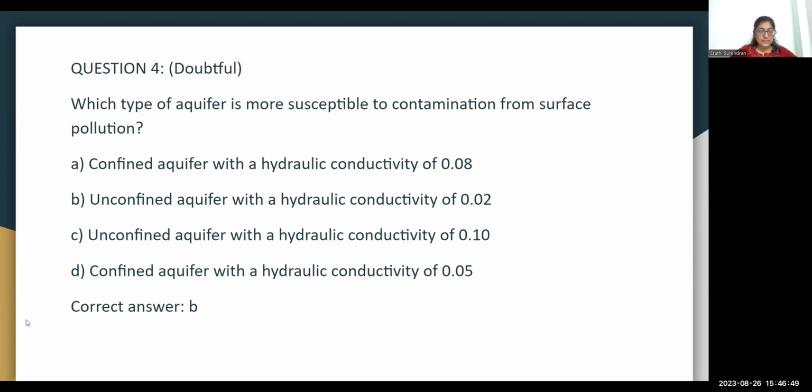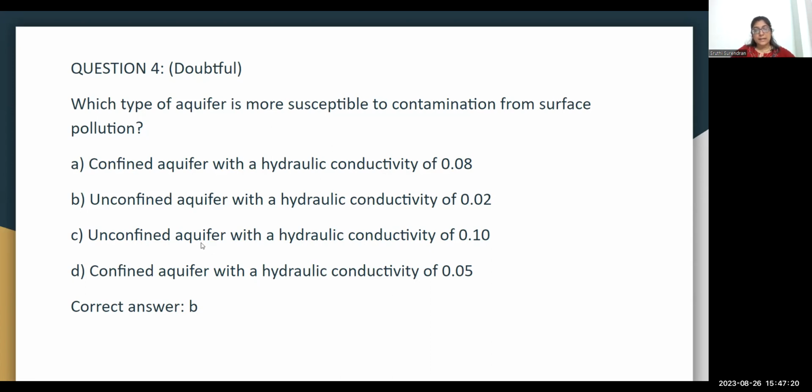So although the answer provided in this assignment is B, which I am a little doubtful about, I would also appreciate inputs on the possibility of the answer being B. But as far as my understanding is concerned, I feel option C is the right answer: unconfined aquifer with a hydraulic conductivity of 0.1. I had a bit of a doubt regarding this question, so that's why I thought I'll discuss this.